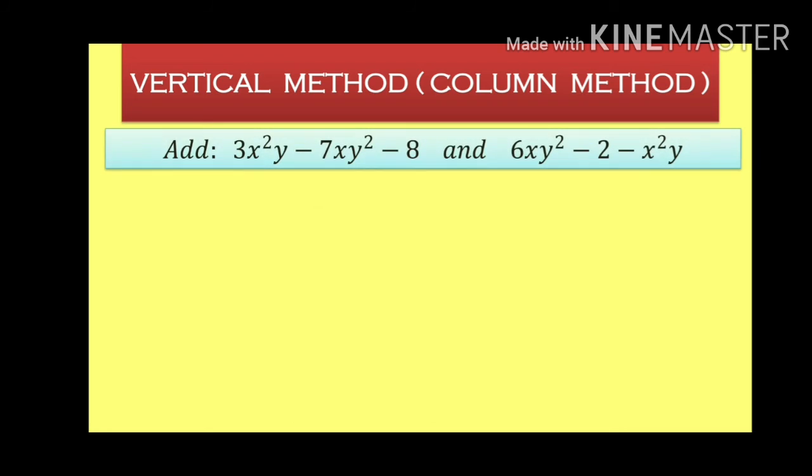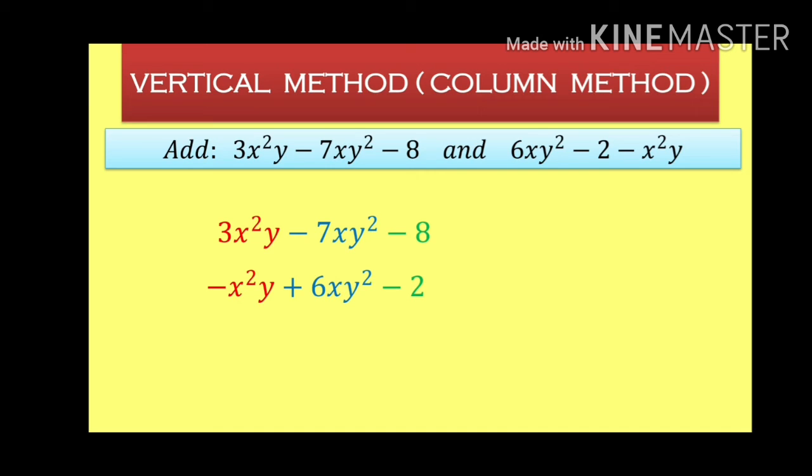Next, let's take another one here. In the question you can see in the second expression we have 6xy squared minus 2 minus x squared y. Here you have to be careful that like terms should be under the like terms, like x squared y, under that x squared y only you have to write. So in the second expression we have minus x squared y, so you have to arrange it like this. Now 3x squared y, under that minus x squared y. Now 6xy squared was there, so plus 6xy squared, in the second position. Now minus 2 comes to the last position.